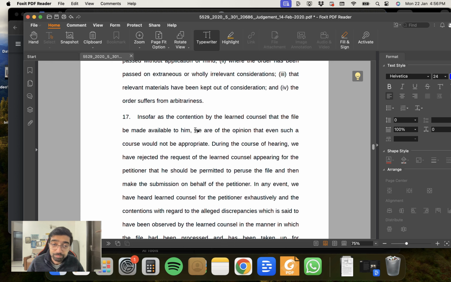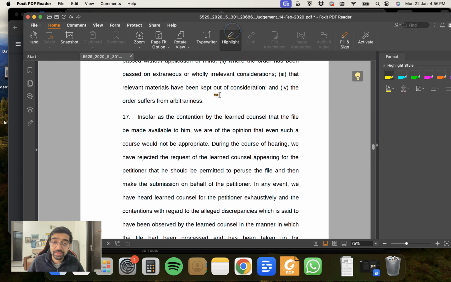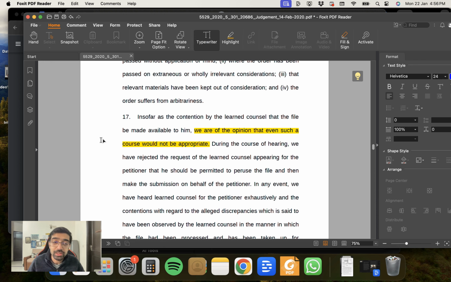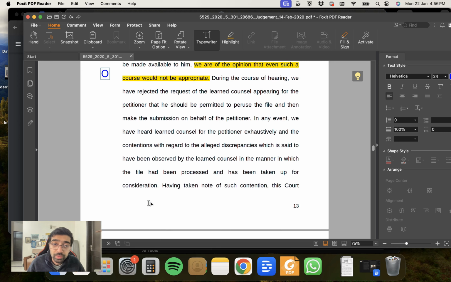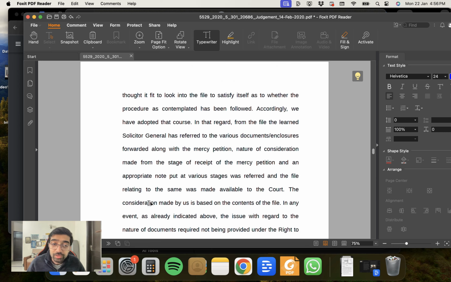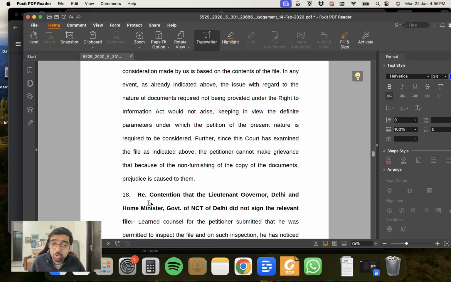Now we will see. We are of the opinion, insofar as the contention by the learned counsel is concerned, that such a course would not be appropriate. Very good. I'll just write O here. By the way, this is a free PDF tool. You can use it too. Now, I will go ahead and see below. If there's any new law laid down, I will check. I will read like this and mark it.